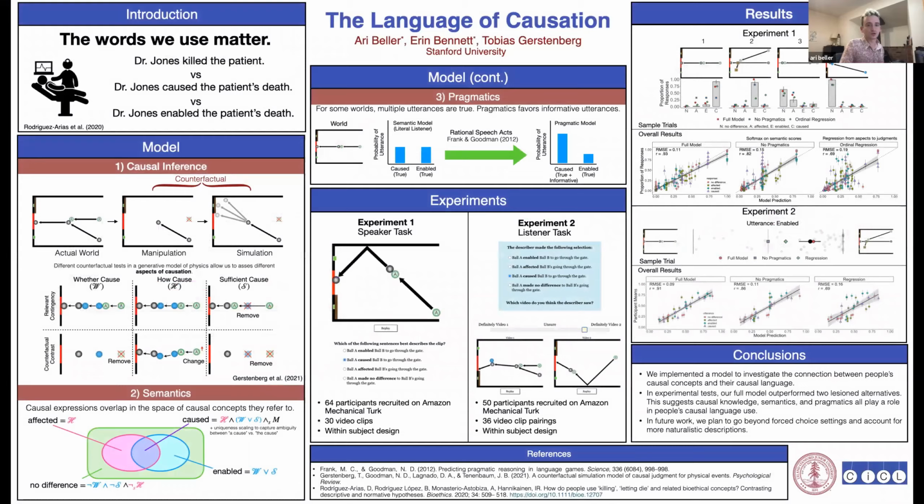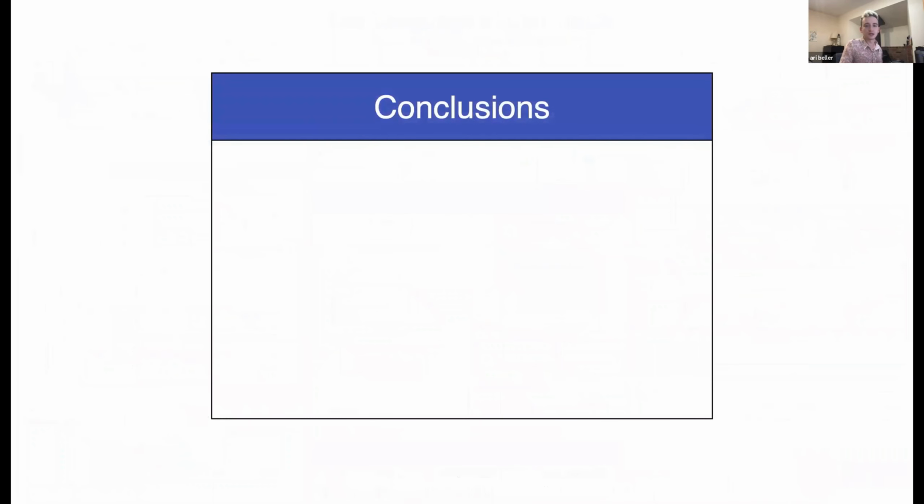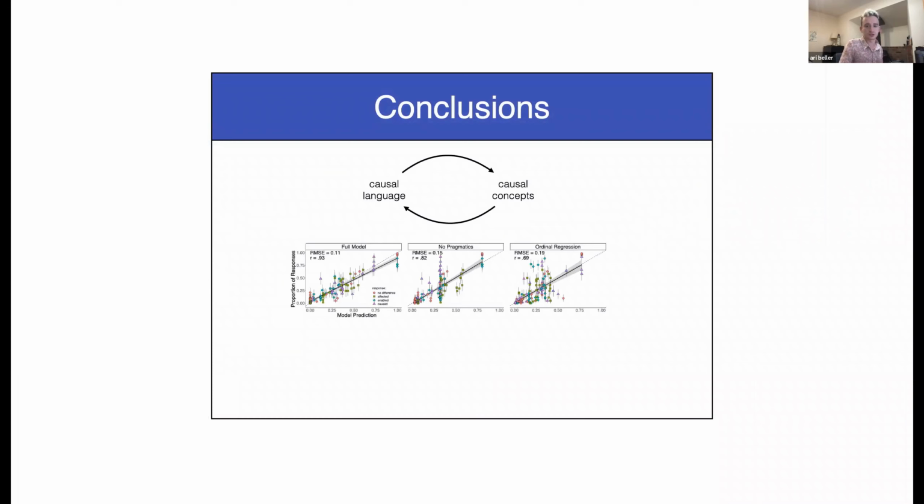To sum up with some conclusions, in this work, we implemented a model aiming to link people's causal language to their causal concepts. We saw that our full model outperformed the lesioned alternatives in experimental tests, suggesting that each component tells us something important about the language of causation. And going forward, we'd like to continue to expand on this framework to account for more naturalistic descriptions.